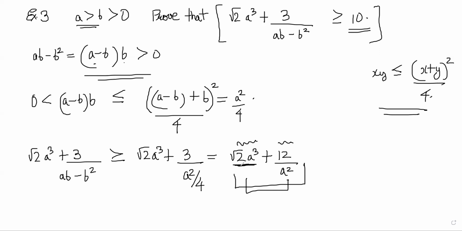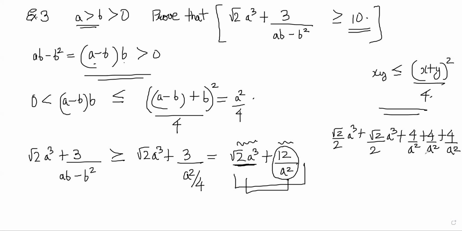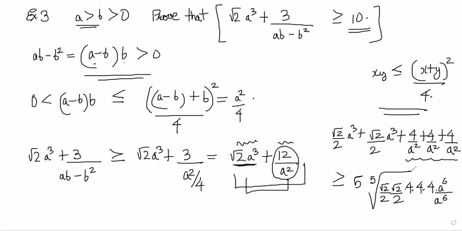So if I divide this term into two halves, root 2 by 2 A cube plus root 2 by 2 A cube, basically when I do AM-GM, there will be A power 6. And then I can divide this term into three parts: 4 by A square plus 4 by A square plus 4 by A square. What is the benefit? Then in the denominator also, I will get A power 6 when I do AM-GM and the product. So this must be greater than or equal to 5 times the fifth root of root 2 by 2, root 2 by 2, 4, 4, 4, and A power 6 by A power 6, right?